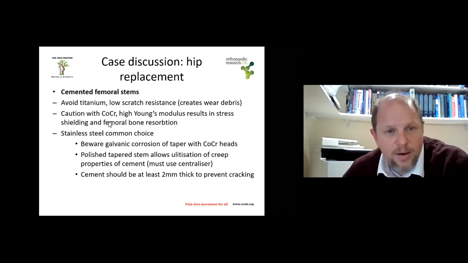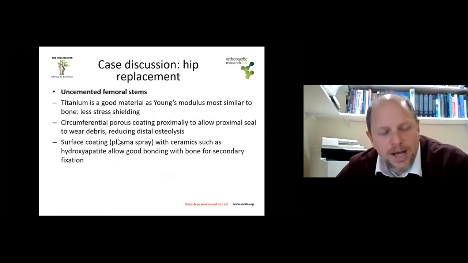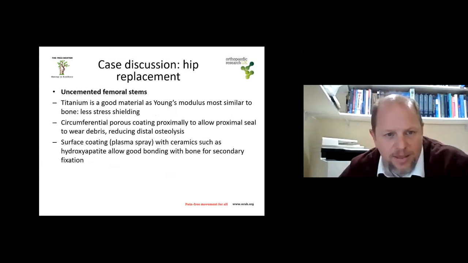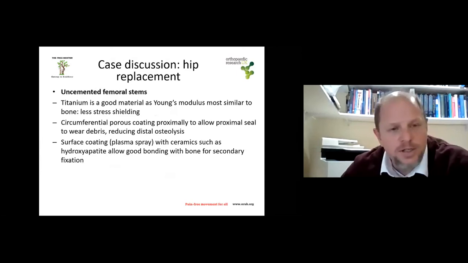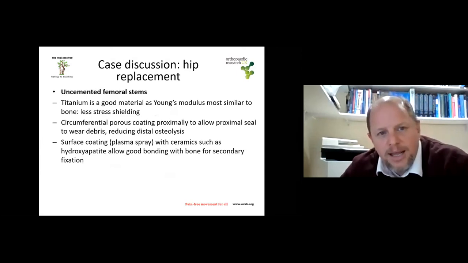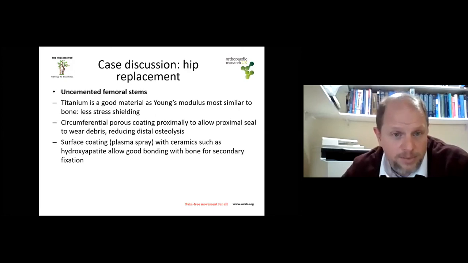So then what I would also say is that the second part of my case discussion is about what if you want to use an uncemented femoral stem. I know that they're becoming more popular, especially for younger patients, where you have a good morphology of your proximal femur. And if you're going to use an uncemented femoral stem, or if they ask you about that, you could change your material. And in this case, titanium would probably be the preferable material.